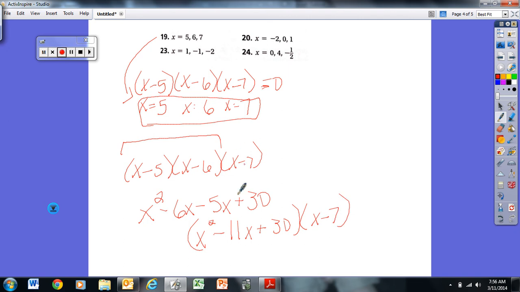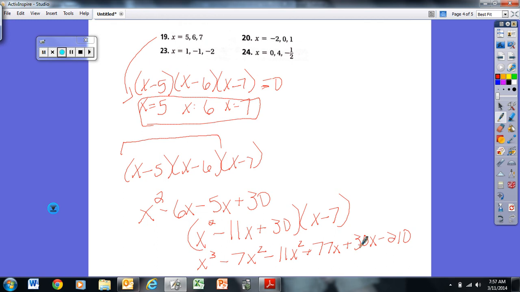The last one. X squared times x is x cubed. X squared times negative 7 is negative 7x squared. Negative 11x times x is negative 11x squared. Negative 11x times negative 7 is plus 77x. 30 times x is plus 30x. And 30 times negative 7 is negative 210. Go back and watch that again if you don't understand where this polynomial came from.